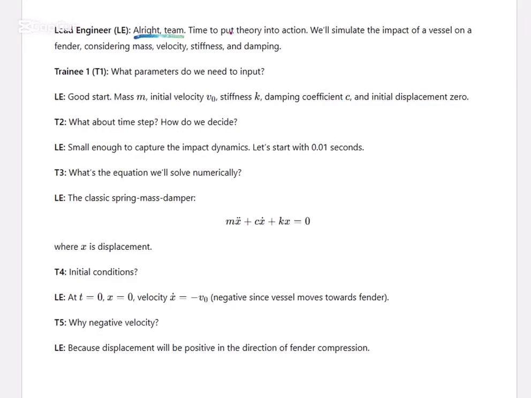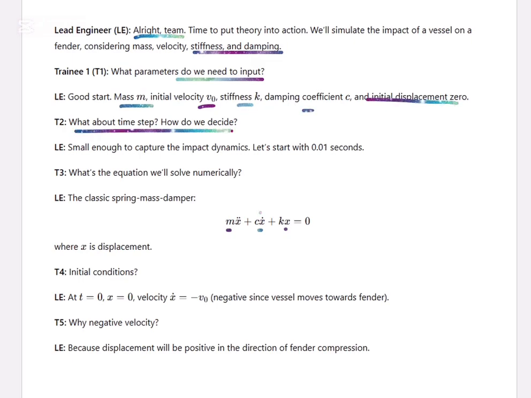Alright team, it's time to put theory into action. We will simulate the impact of the vessel on a fender, considering mass, velocity, stiffness and damping. What parameters do we need to input? Mass, initial velocity, stiffness and damping coefficient, and initial displacement as 0.